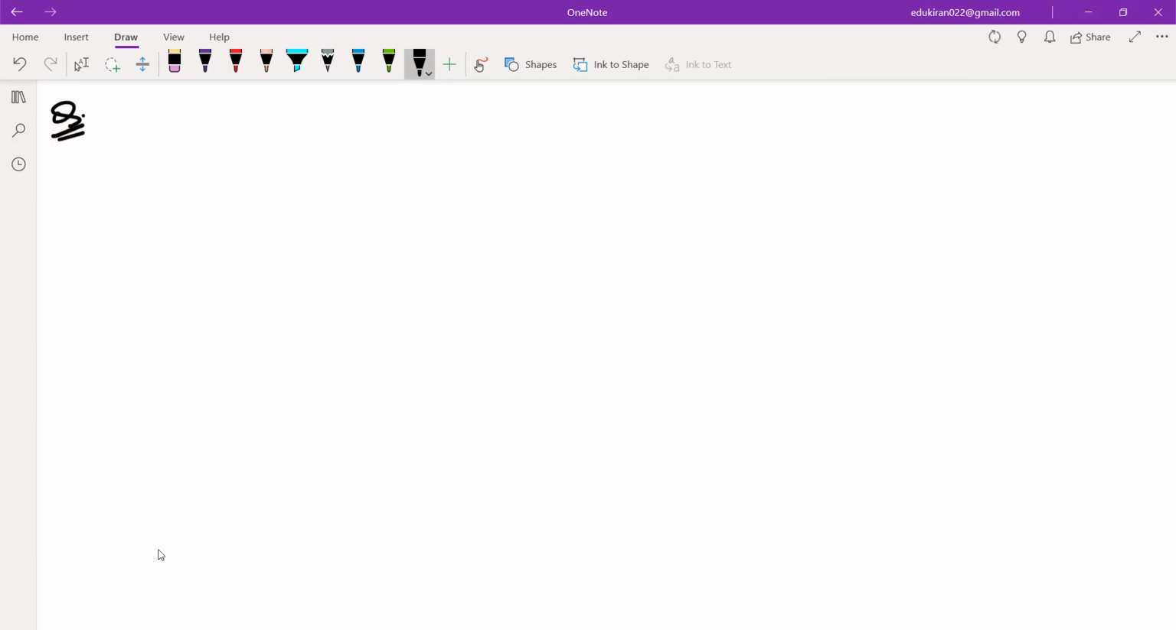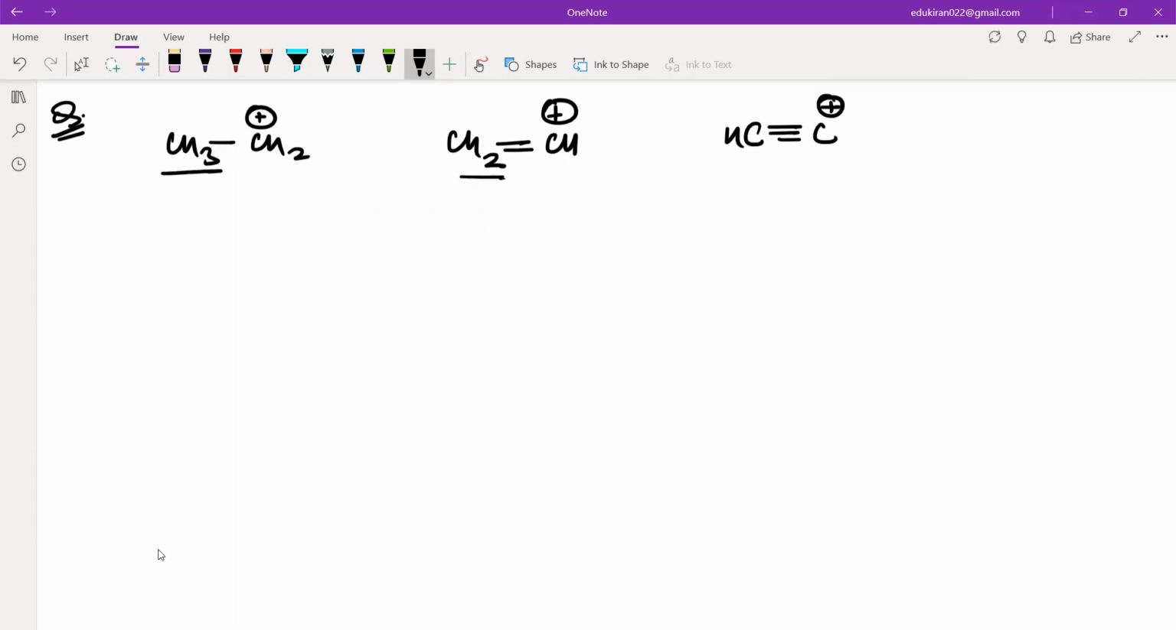So in one of the cases, we have CH3 CH2 positive. The next case, we have CH2 double bond CH positive, and in the next case, we have CH triple bond C positive. Please remember, this is a carbocation. Now, if I look at these groups, the only thing that is different within all of these is the hybridization. So the hybridization here is sp3, here it is sp2, here it is sp.